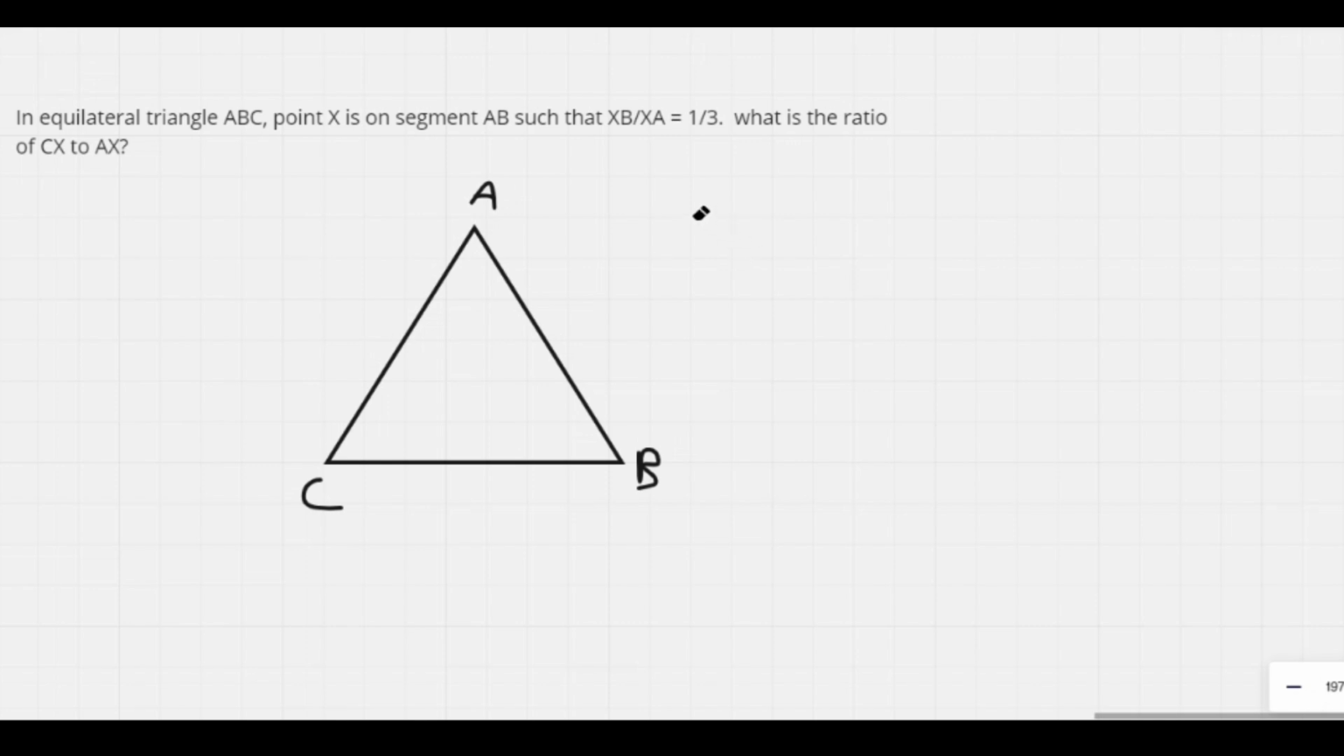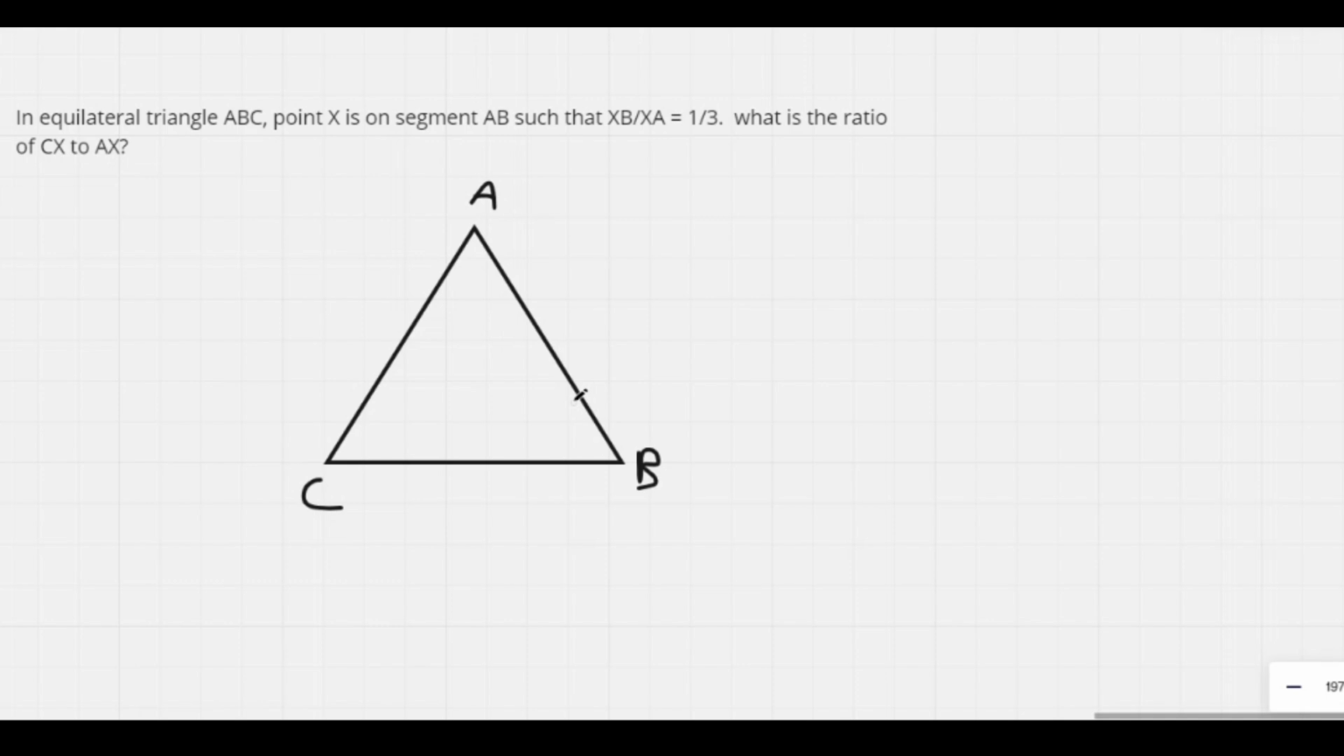Okay, so this is week 54 quiz number 5. In equilateral triangle ABC, point X is on segment AB, such that XB over XA is 1 over 3. What is the ratio of CX to AX?